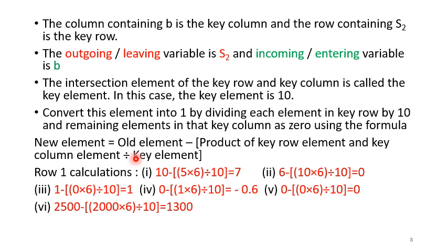So row 1 calculations here are shown. The new element is equal to the old element minus the product of the key row element and key column element, divided by the key element. So you have to now understand what is the old element, what is the key row element, the key column element, and also the key element or the pivot element. So in row 1, these values 7, 0, 1, minus 0.6, 0 and 1300 will be your new elements in the first row in the new table.